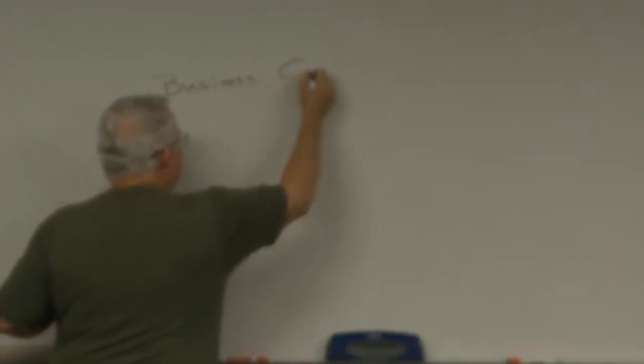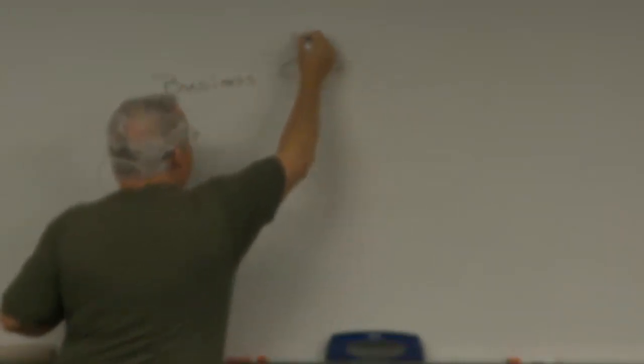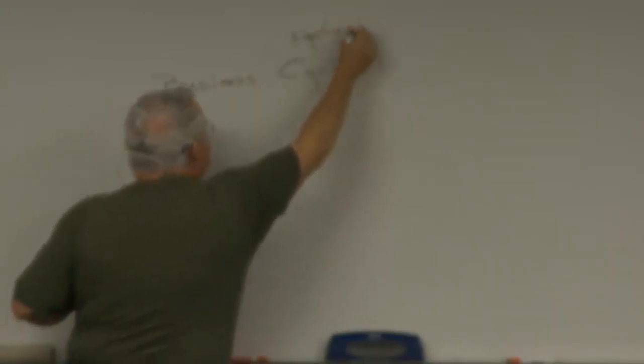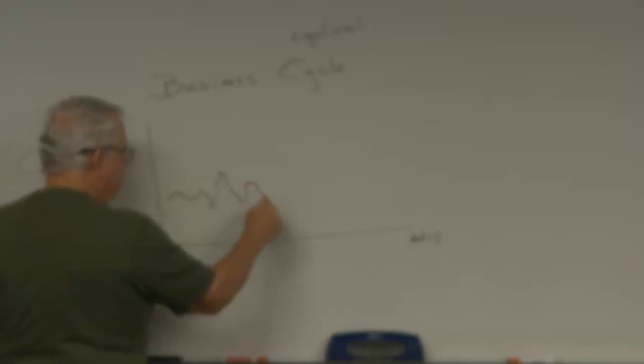Let's talk about what we traditionally have called the business cycle, hence the term cyclical unemployment. Over time, our GDP, which means our spending, tends to do this. This is, let's say, 1900 to 2015. It tends to go up and down, and not on a regular basis.